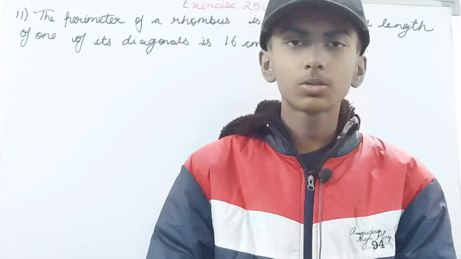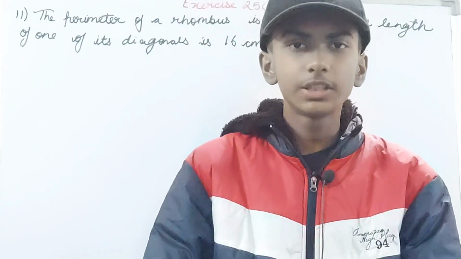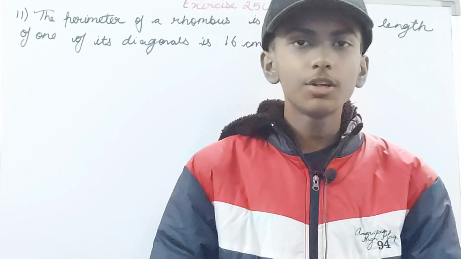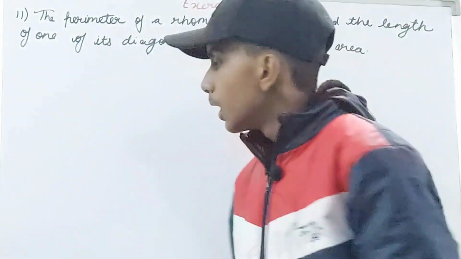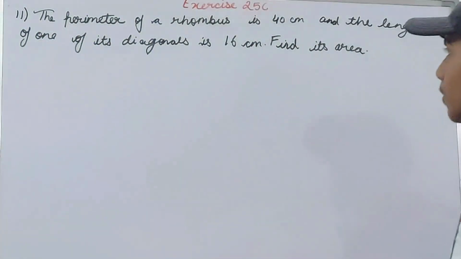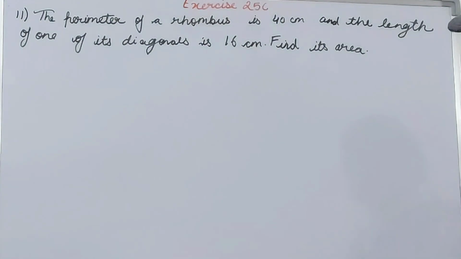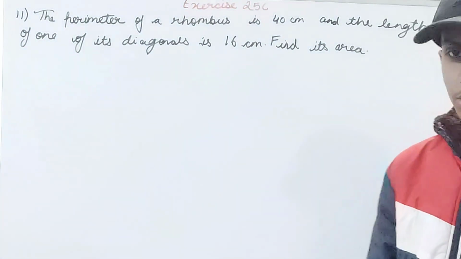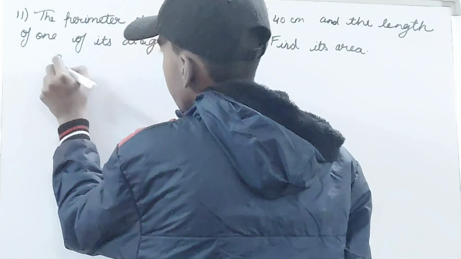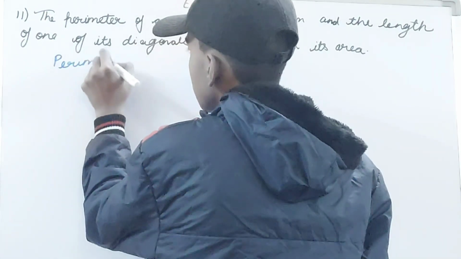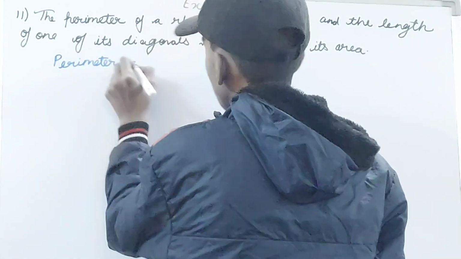In this video we are going to solve ICSE Mathematics Class 8 Chapter 25 Area of Rectilinear Figures, Exercise 25C, question number 11. The perimeter of a rhombus is 40 centimeters and the length of one of its diagonals is 16 centimeters. Find its area. So over here you can see that your perimeter is equal to what?